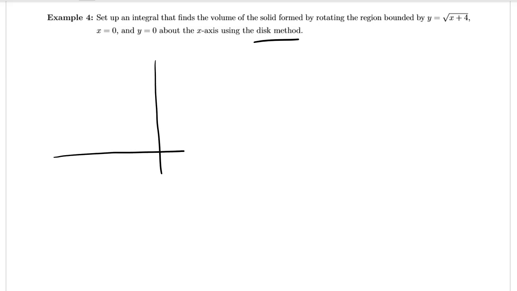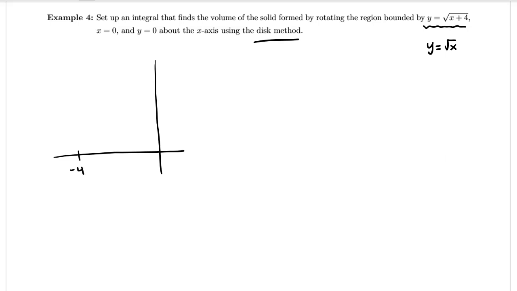I'm going to draw my axes, and notice that this curve here is a transformation of the curve y equals the square root of x. What kind of transformation is it? Well, we're adding 4 to the input, which means it's going to be a shift left 4 units.